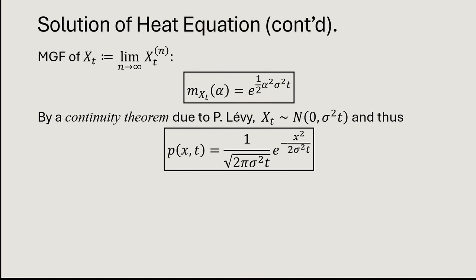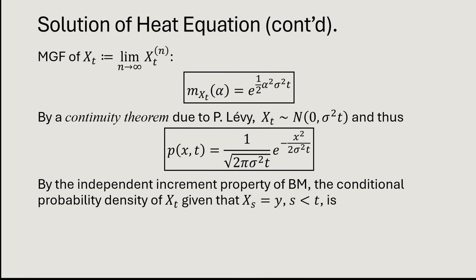So we immediately have the density of X(t). p of x and t equals 1 over the square root of 2 pi sigma squared t times e to the minus x squared over 2 sigma squared t. The distribution of X(t) can be seen as the conditional distribution of the increment over the interval 0 to t, given that X(0) is 0.